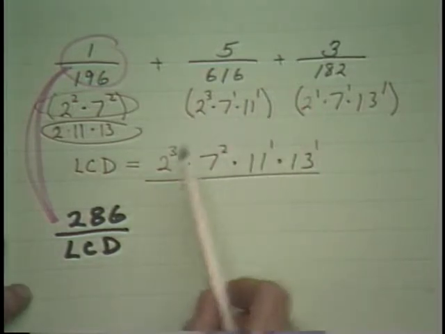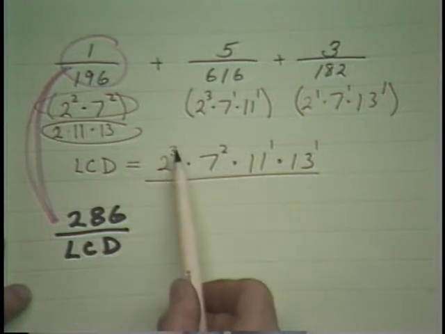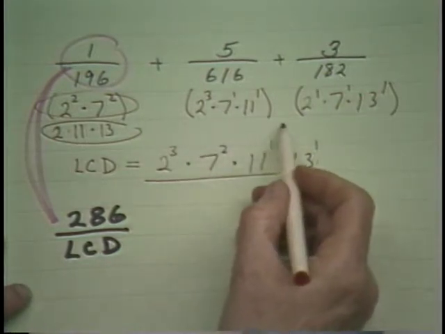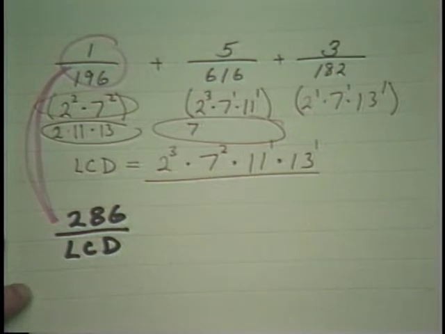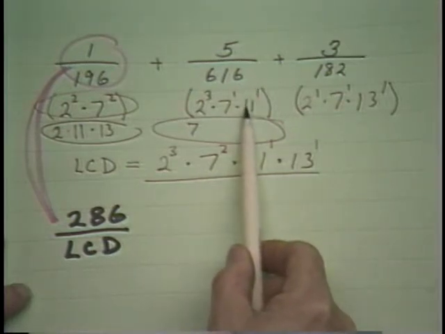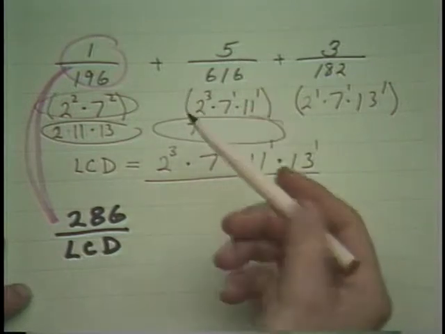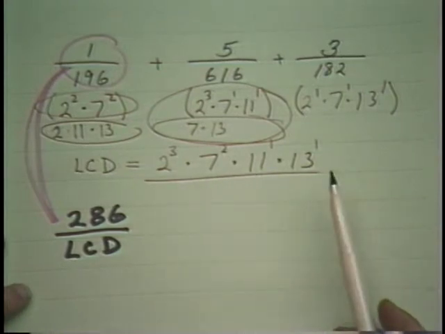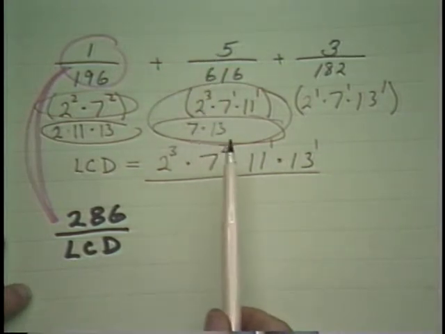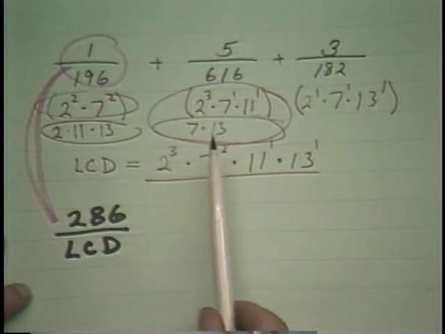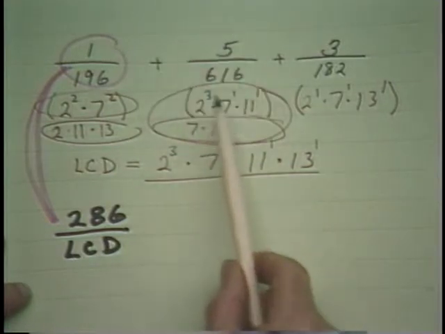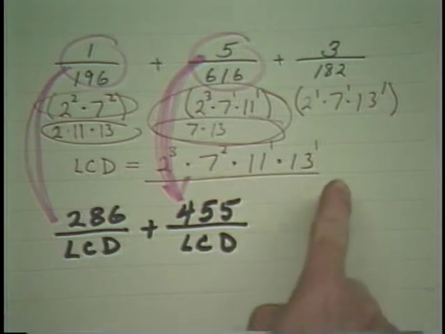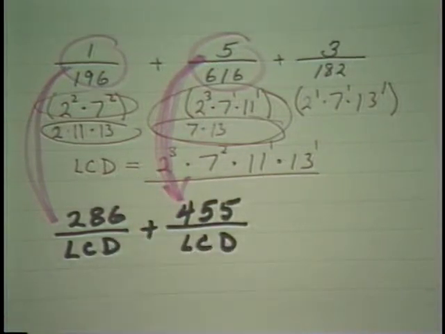I want this to be like this. Well, let's compare it to this. This has 3 2's, so does this. This has 2 7's, this has only 1, so I'll have to multiply it by one more 7. This has 11, so does that. This has 13, this one doesn't, so I'll have to multiply it by 13 to make it become exactly that. But then I have to multiply the top by 7 times 13. So I'd have 7 times 13, whatever that is, times 5, and this fraction would become 455 over that common denominator, which we'll just call LCD.